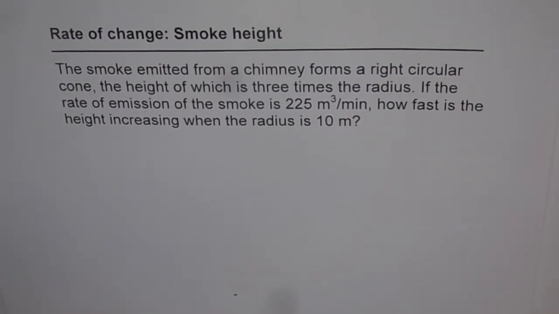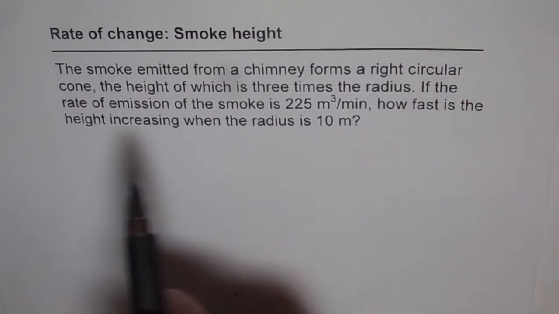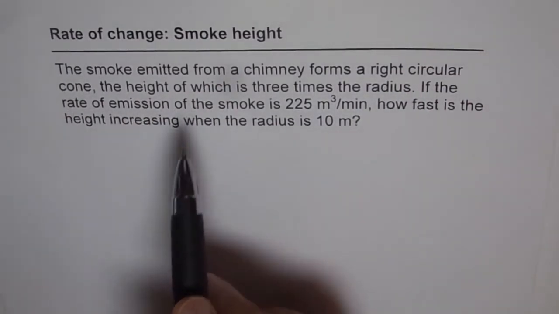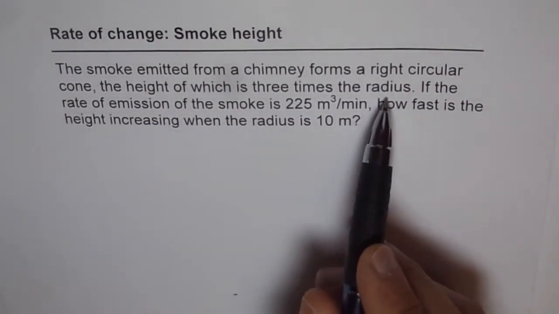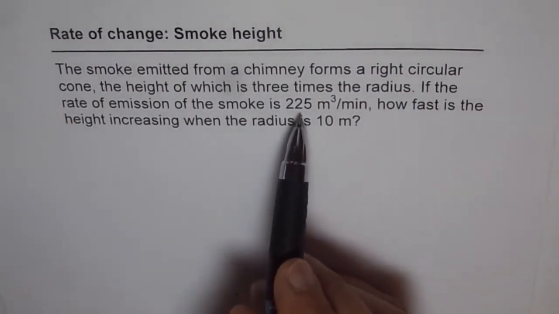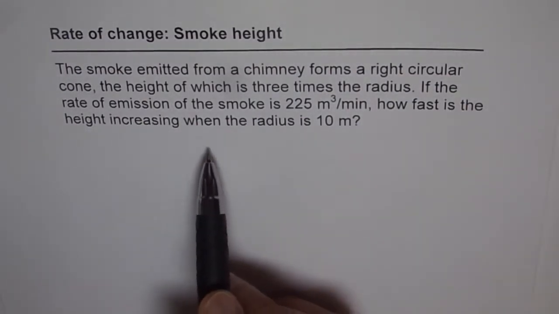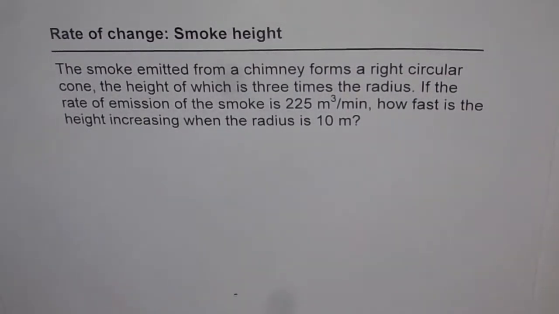The question is, the smoke emitted from a chimney forms a right circular cone, the height of which is 3 times the radius. If the rate of emission of the smoke is 225 meter cube per minute, how fast is the height increasing when the radius is 10 meters?